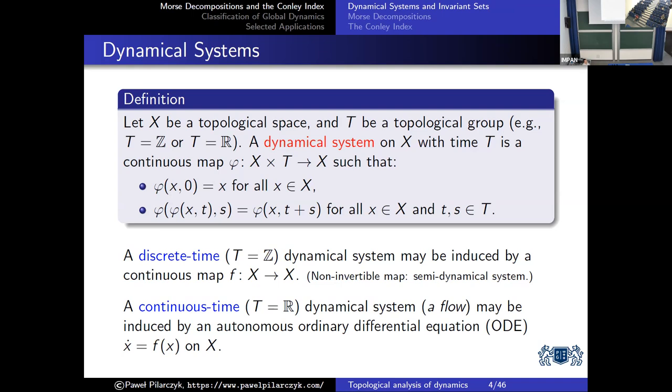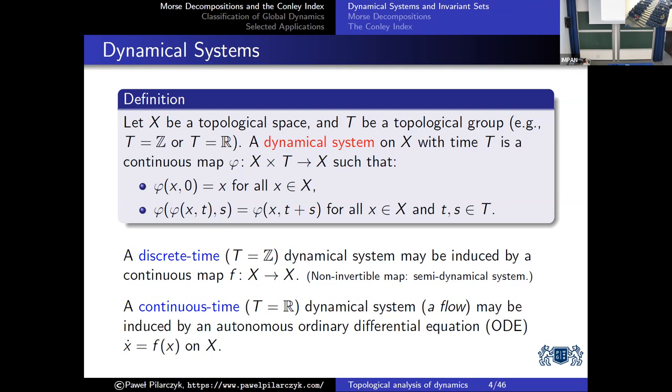We have a specific rule that maps each point in the space to another point after some specific time. This rule does not change in time. So we have the following conditions. If we move after time zero, then the point, of course, does not move at all. And if we move the point by time t and then the resulting point by time s, then it is equivalent to moving the initial point by the time t plus s.